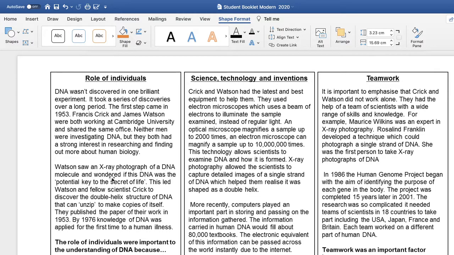So you've got the role of individuals. Essentially, we have people who had an interest in biology and an interest in DNA, and they were able to find out what the DNA actually was. You've got science, technology, and inventions. The fact that an electron microscope allows you to see that DNA. Without that technology, it wouldn't have been able to happen. And instead of using textbooks, we've got this idea of electronic equivalents that allow us to hold all this information. And then you've got teamwork.